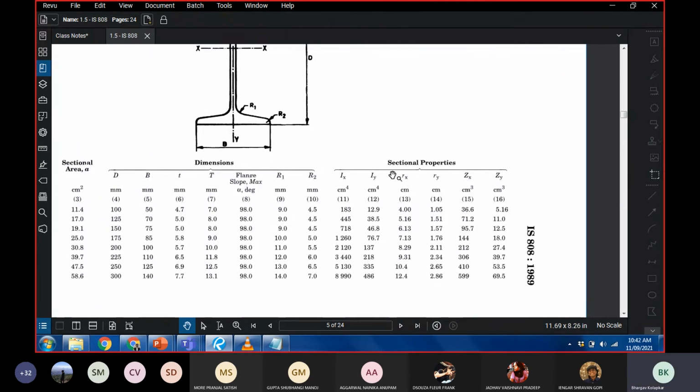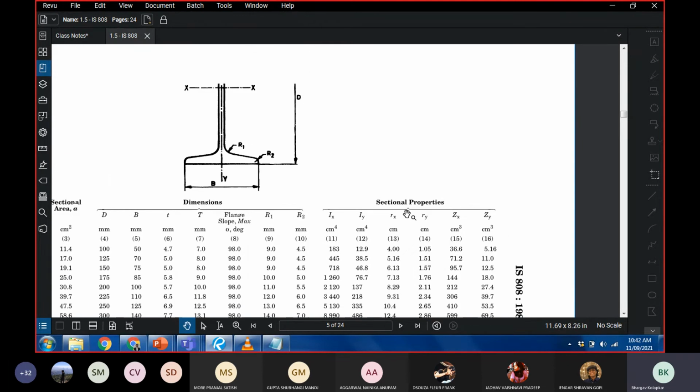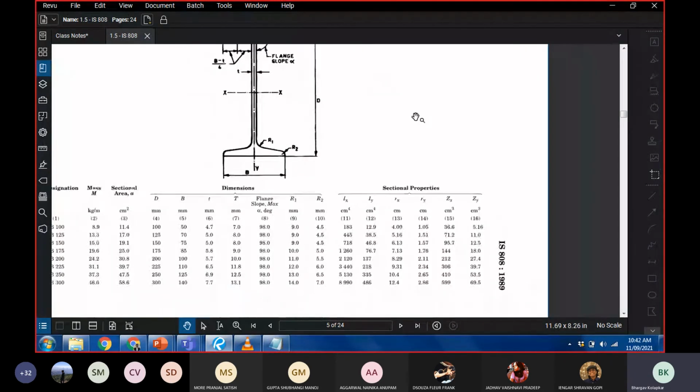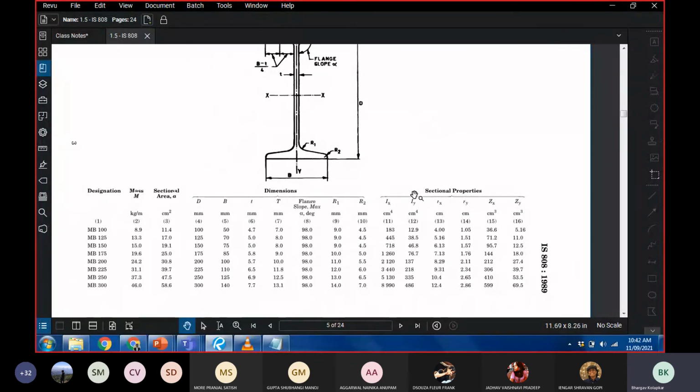So here we have Rx and Ry. Don't get confused, as I said. Here, this axis is noted by X, but in IS code it is denoted by Z. So X means Z and Y means Y. So don't get confused there. Try to understand what it means.